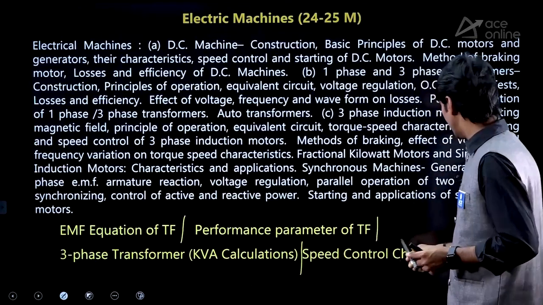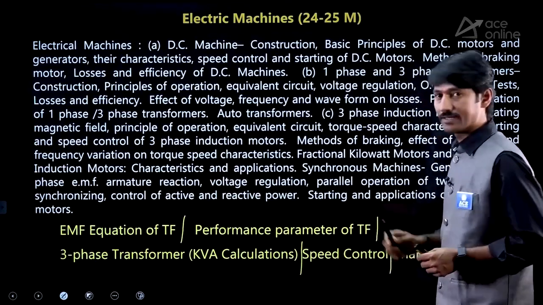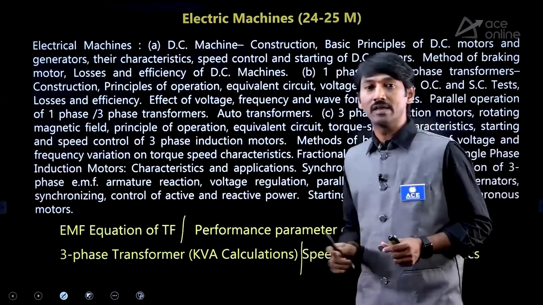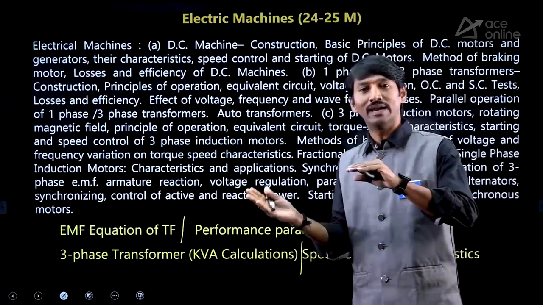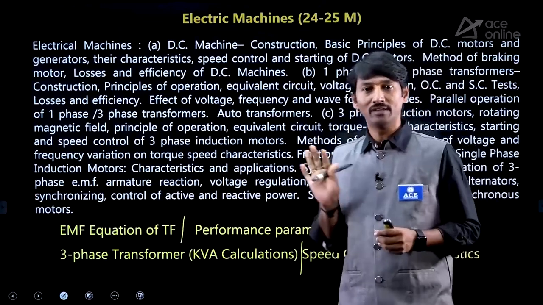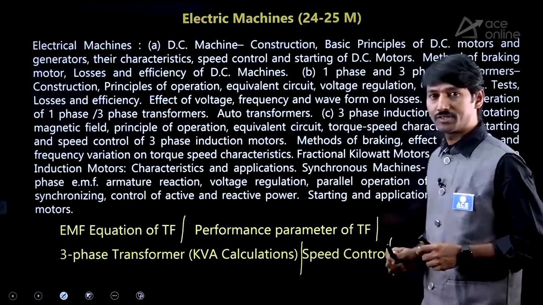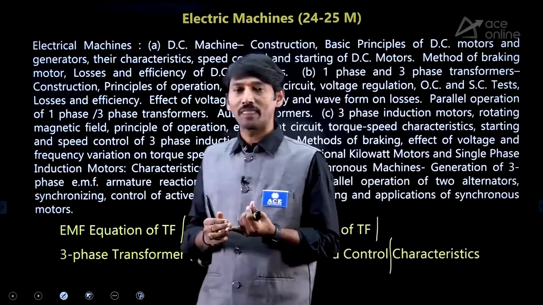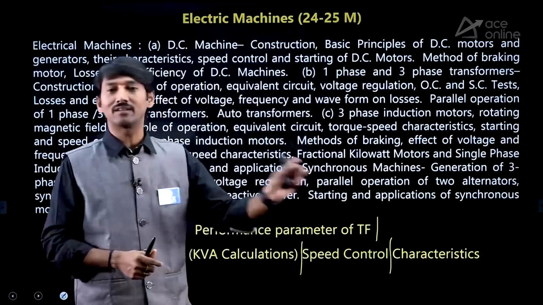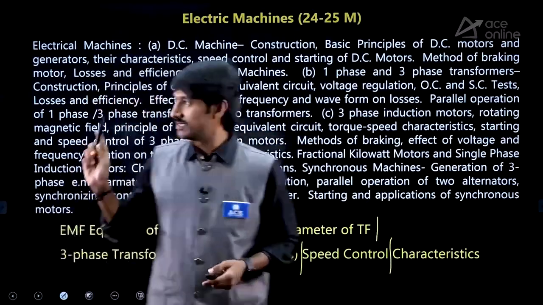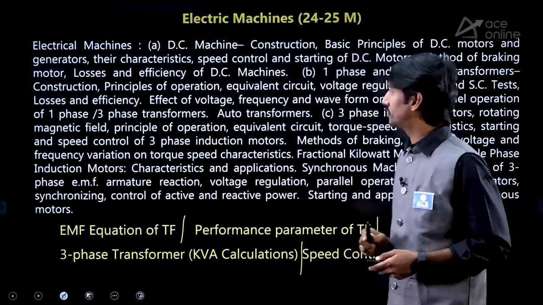And speed control as well as characteristics of the machines. Speed control of rotating machines. They are focusing more on direct conceptual questions, which will be generally preferred. And characteristics, OCC characteristics, and then SCC characteristics, like that, based on the different machines, different characteristics you have to concentrate on. So this is regarding electrical machines.